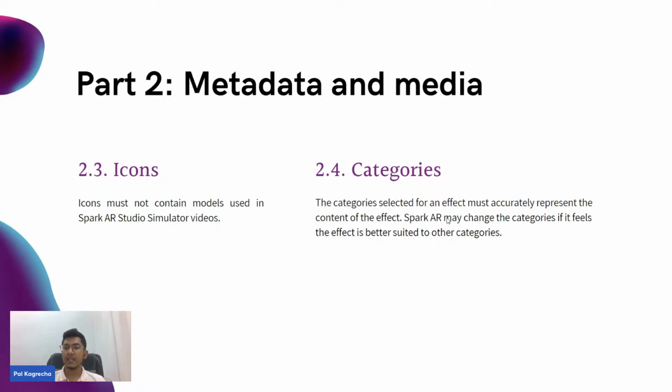Categories. Categories selected for an effect must accurately represent the content of the effect. Spark AR may change the categories if it feels the effect is better suited for another category. Yesterday, while publishing an effect, we saw various categories like selfie mode, sci-fi, fandom, or world space. So there are certain sets of categories, and whichever category your effect fits in properly, you can select.